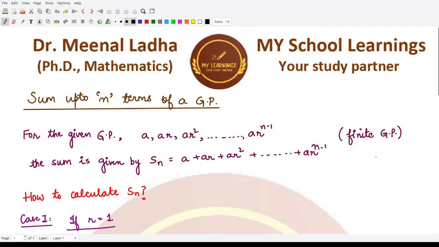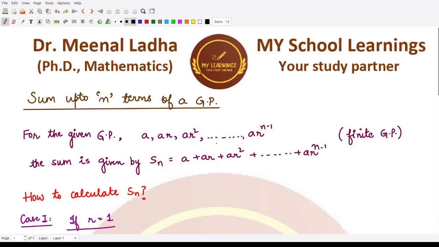In this video, we shall be looking at the sum up to n terms of a GP. So we know the standard form of a finite GP. It is with the first term a and r as the common ratio. The GP is a, ar, ar square, up to ar raised to power n minus 1. So in total we have n terms.